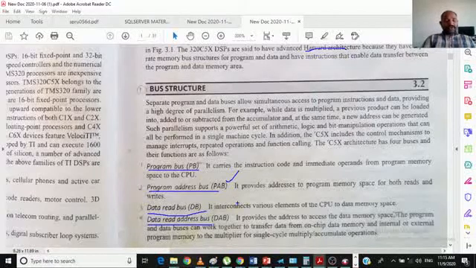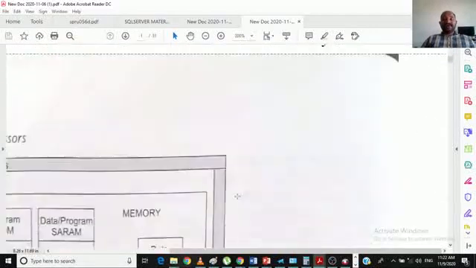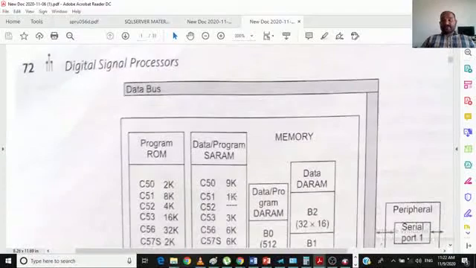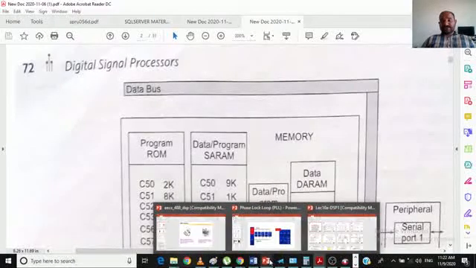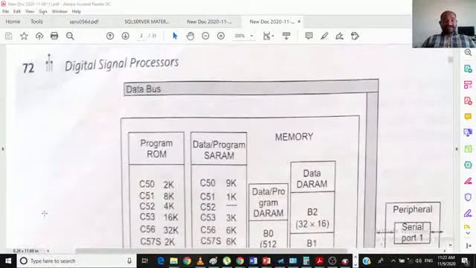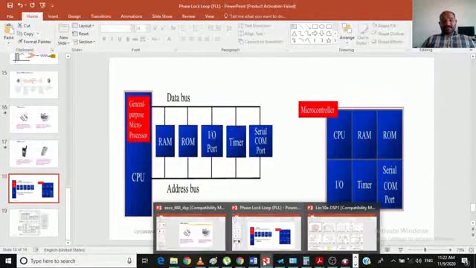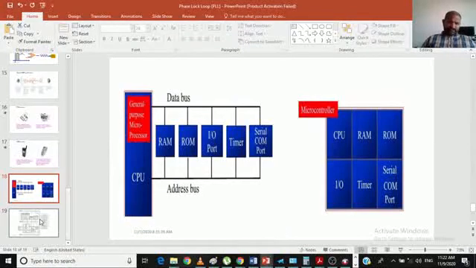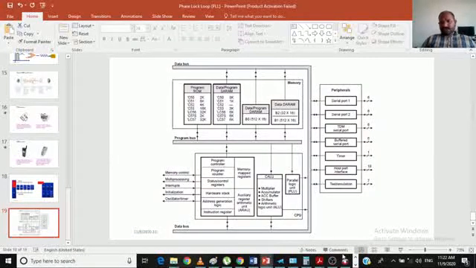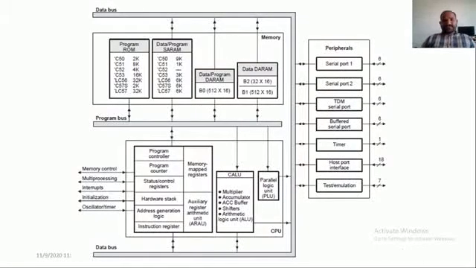Okay, so now let's go to the architecture of the DSP processor. I think this one is not good for looking into the architecture. Wait a minute, I have a slide for that, because it won't show the complete figure. So this is the architecture of the DSP processor.